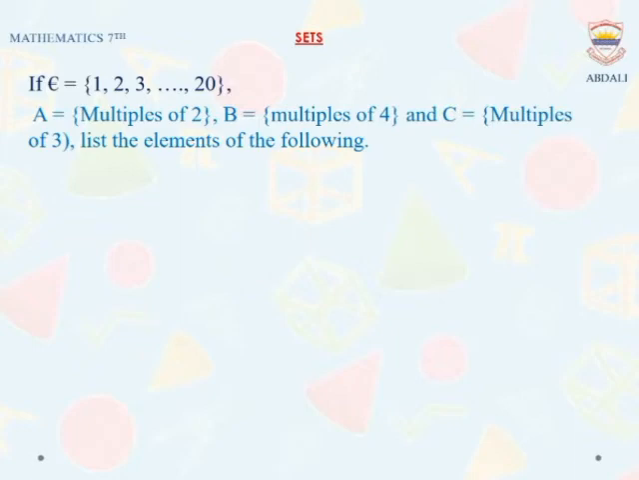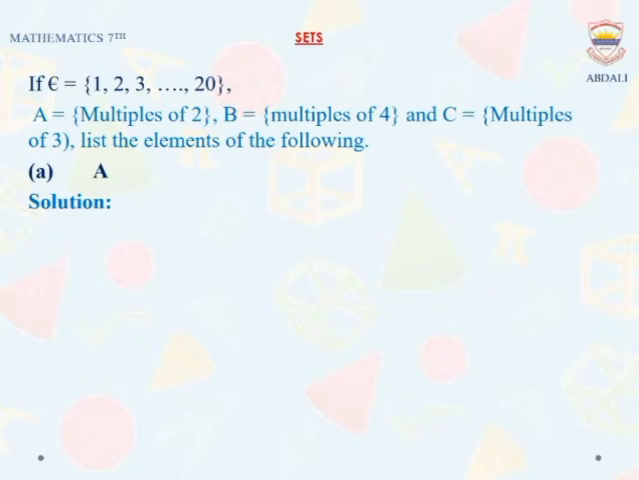Class, firstly you have to keep in mind that in this complete question we will talk only about the elements from 1 to 20, because our universal set has 1 to 20 elements. That's why in this question we will talk only about 1 to 20 elements, not more than 20. So let's start. Part A is set A. We have to write the elements of set A. Let's start its solution.